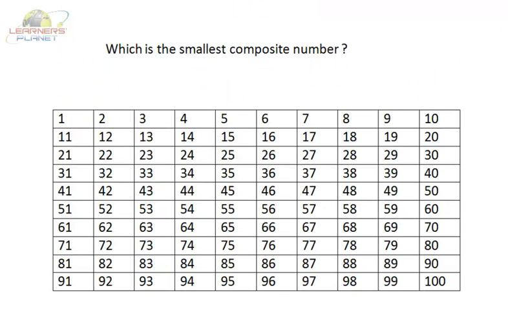Now the next question is, which is the smallest composite number? Kids, let's see over here. 1 is neither prime nor composite. 2 is the first prime number. 3 is a prime number. So the smallest composite number is 4. 1 is neither prime nor composite, and 2 and 3 both are prime numbers, and the smallest composite number is 4. Let's take the next question.